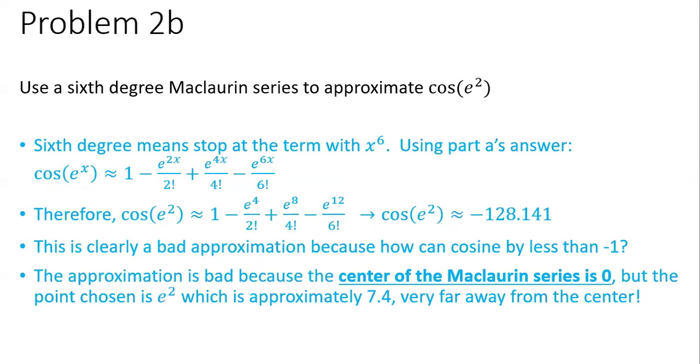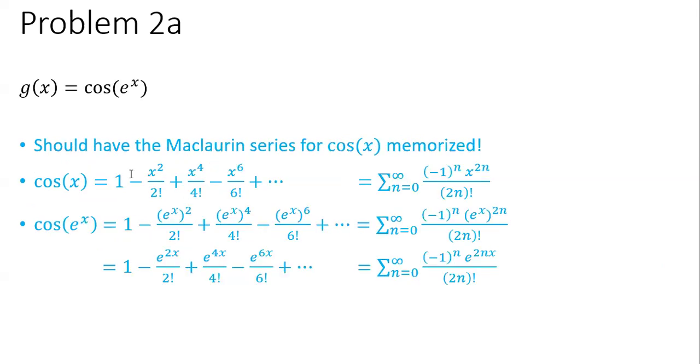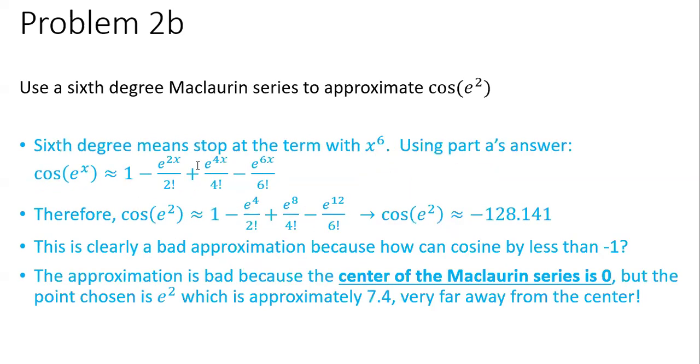So you can either, let me go back here one more time, you can either start from here or start from here. I chose to start from here because I assumed that they wanted you to use your answer from part A to answer part B. So cosine of e squared is approximately this then. If we put it in the calculator, it's negative 128.141.